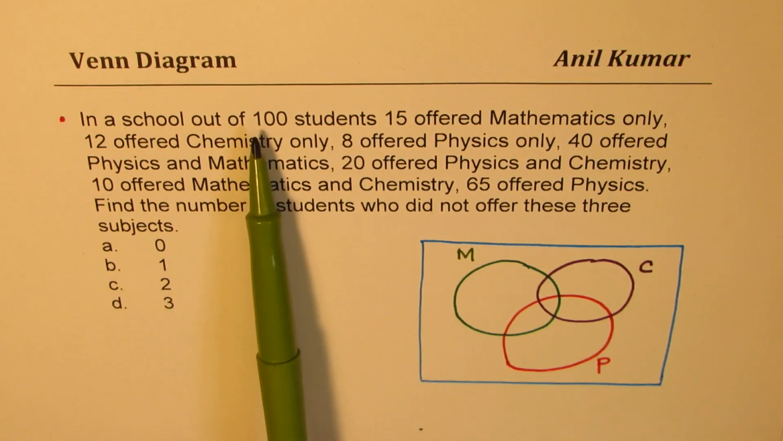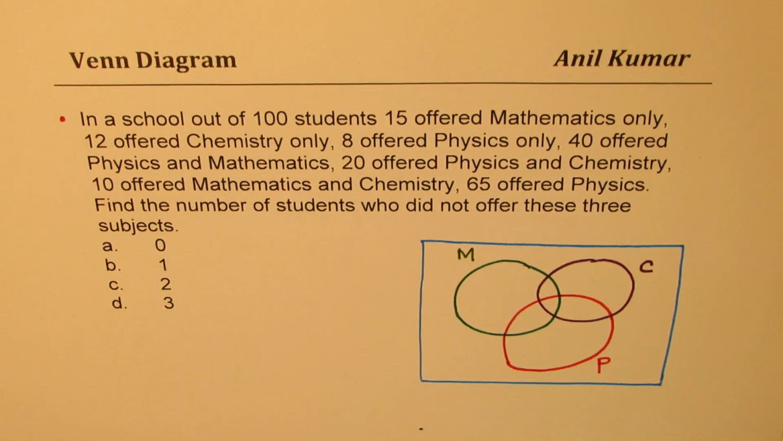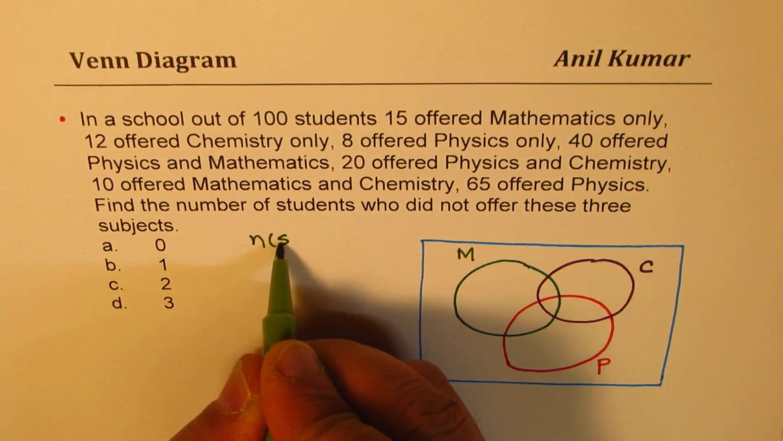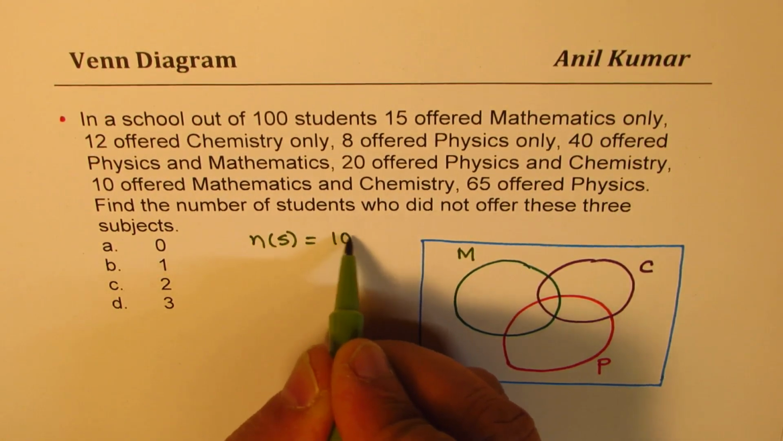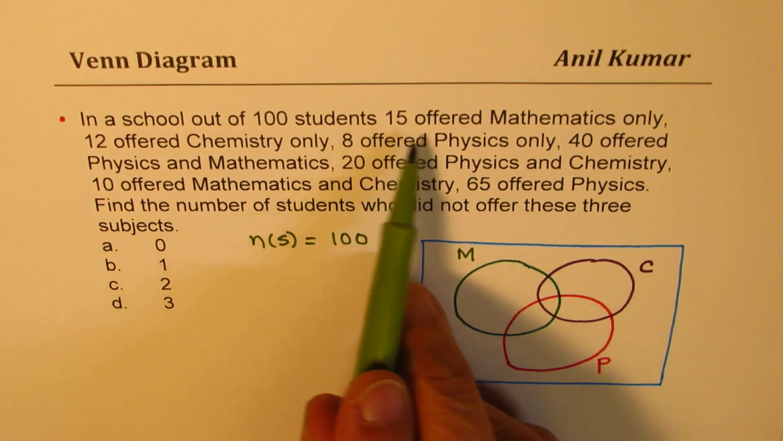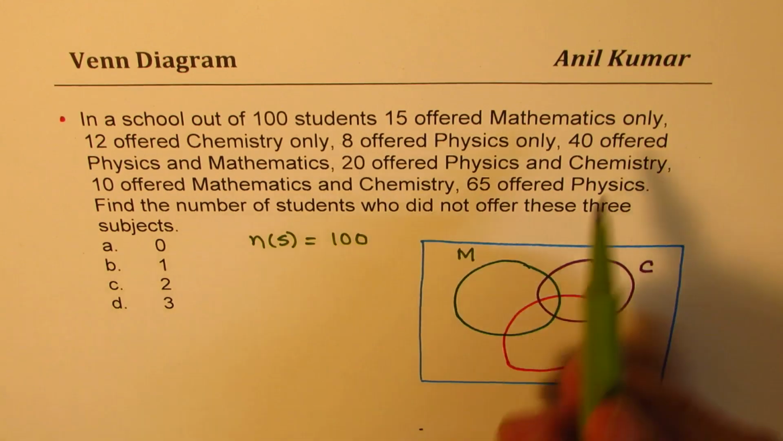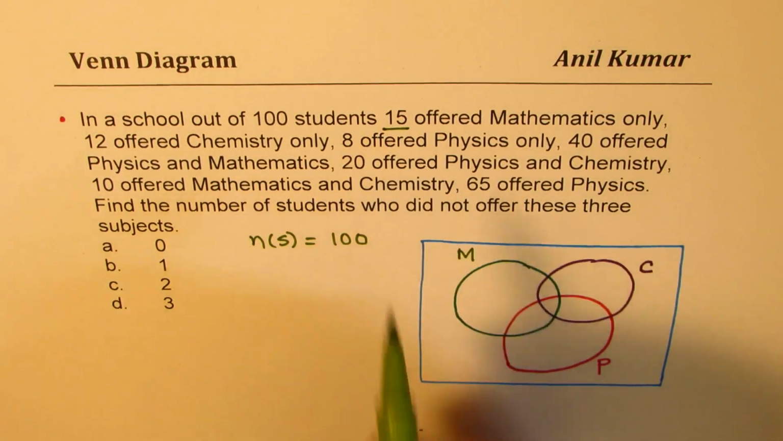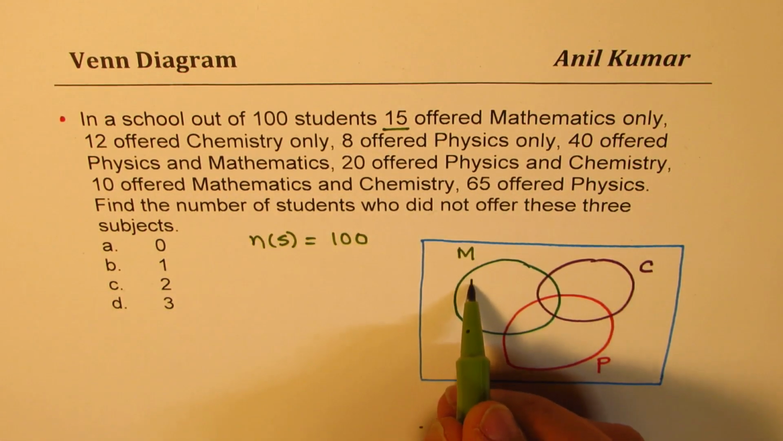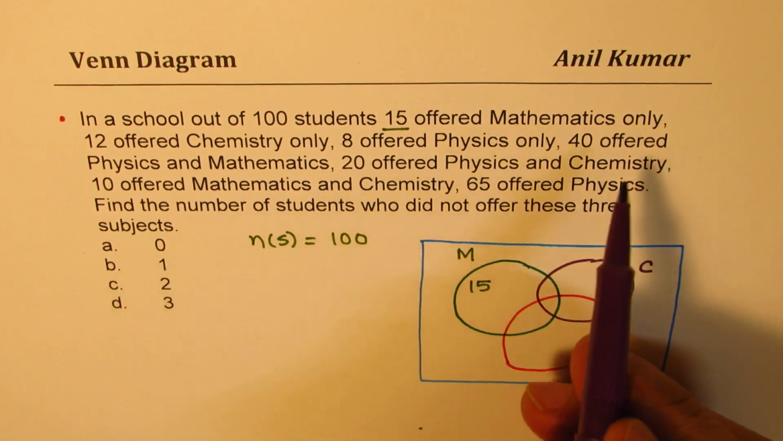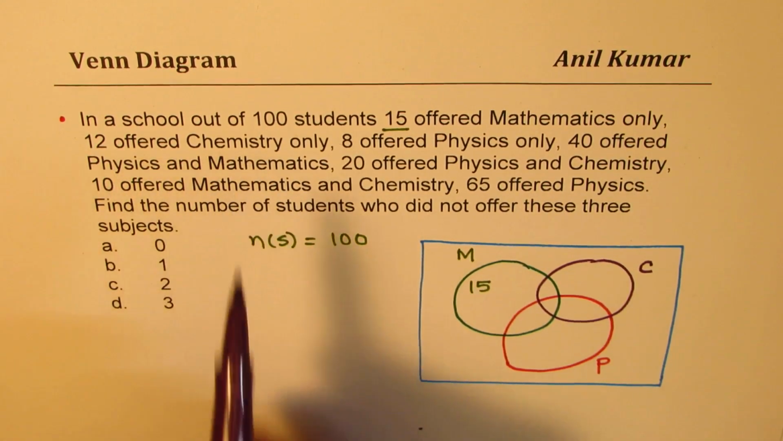As we move along, we will read and write down whatever we get. In a school, 100 students. So we know in a sample space, the total number of students is 100. That is known to us. 15 offered mathematics only. When it is mathematics only, we have taken this 15, so this number 15 will go outside, correct? So that is 15 offered mathematics only. And now it says 12 offered chemistry only.